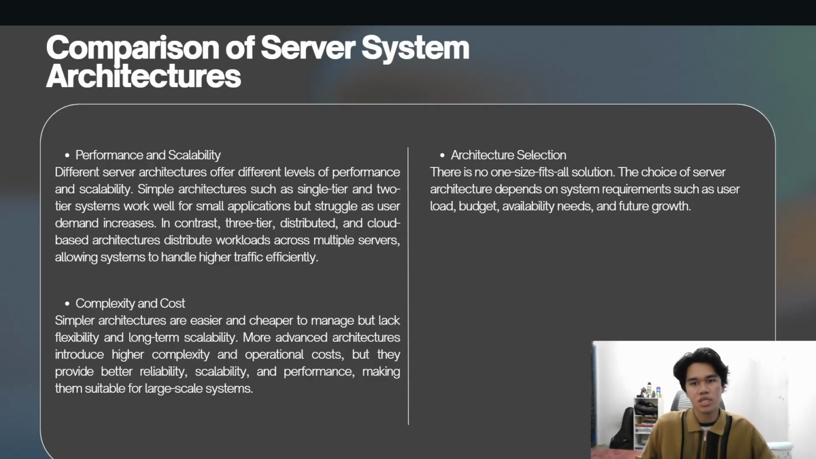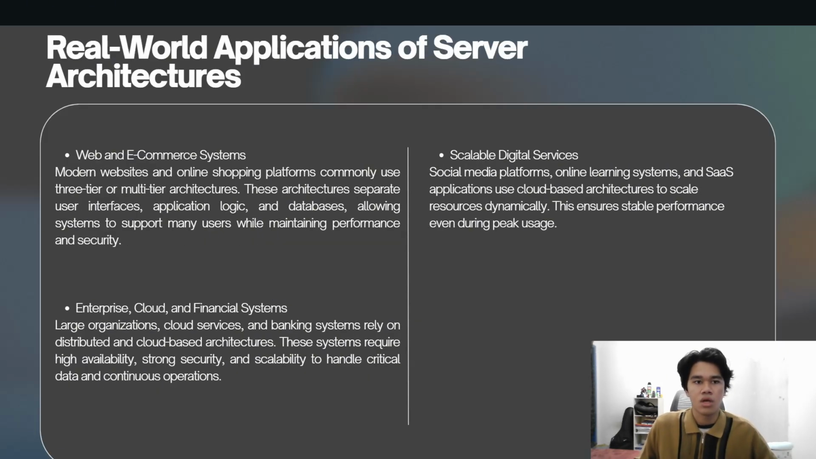So next one is the real-world application. First, how about if we want to make a web and e-commerce system? Modern websites and online shopping platforms commonly use three-tier or multi-tier architecture. This architecture separates user interface, application logic, and database, allowing the system to support many users while maintaining performance and security.